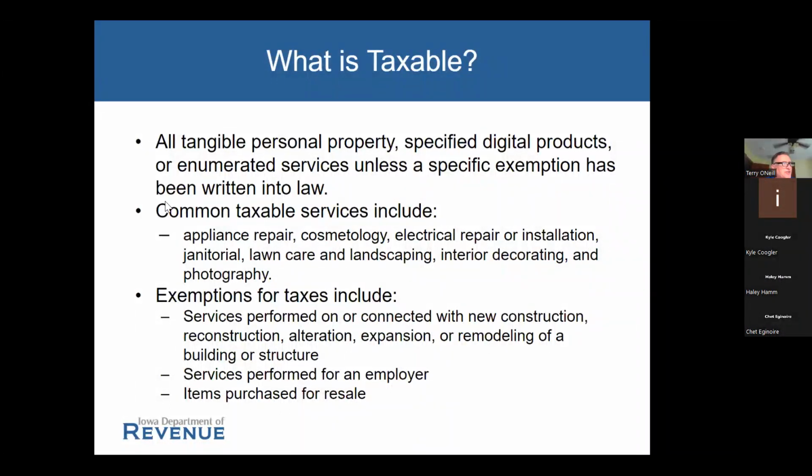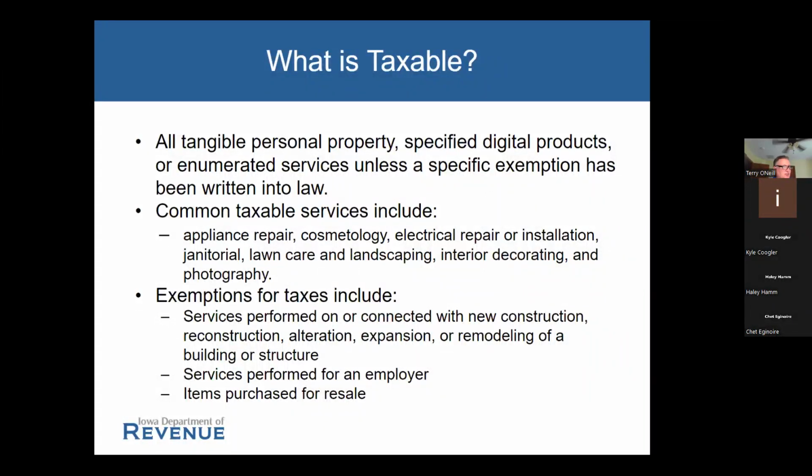Speaking of taxable services, some common taxable services are listed here on the screen. A few that I just want to touch base on. Cosmetology services are taxable. Electrical repair and installation services are taxable. Janitorial, lawn care, landscaping services. Those are all examples of services that are taxable in Iowa. Those are enumerated services, which means they are specified in the Iowa code as being taxable. Okay, if you need more information on services, check out our website, type in taxable services. We've got a publication for that.